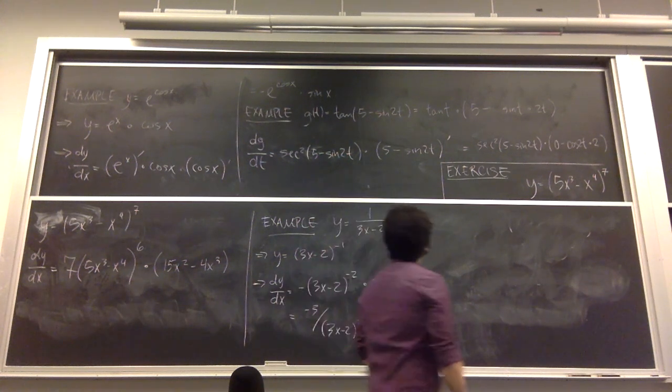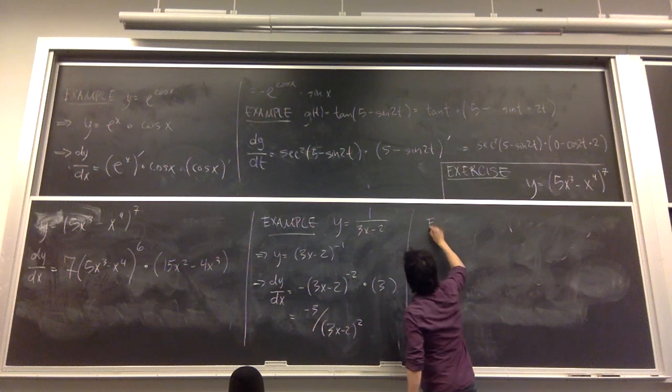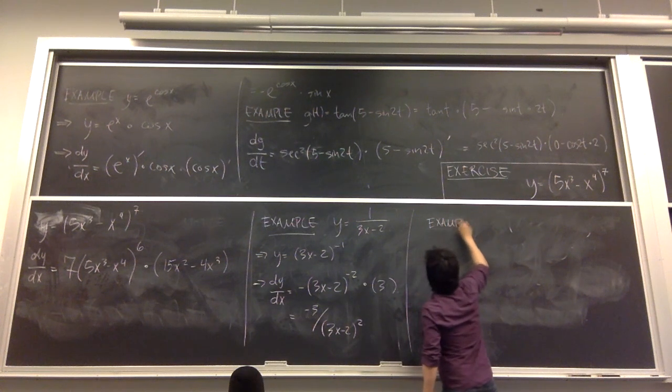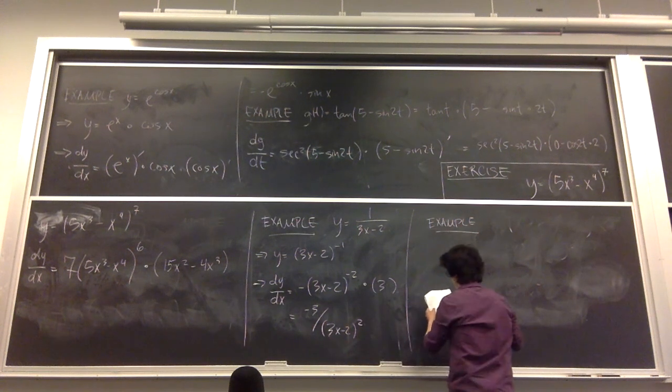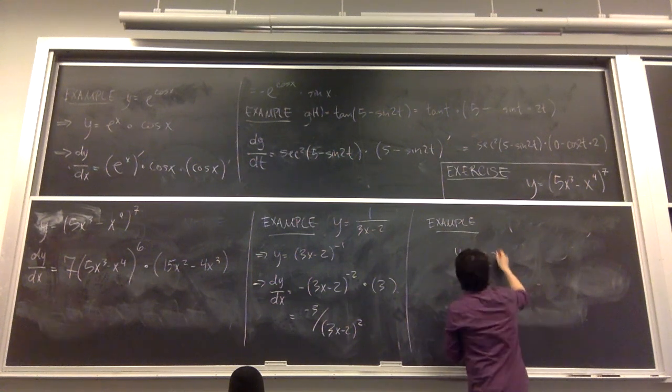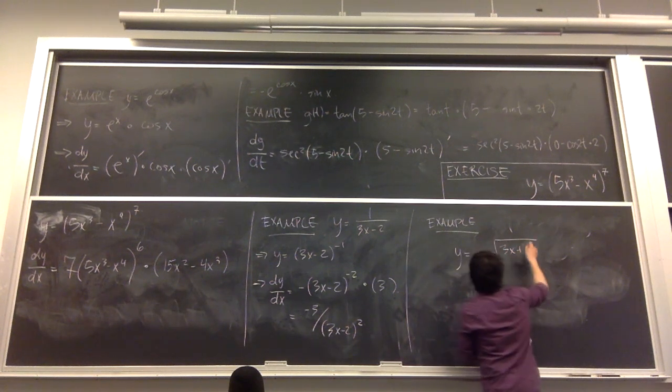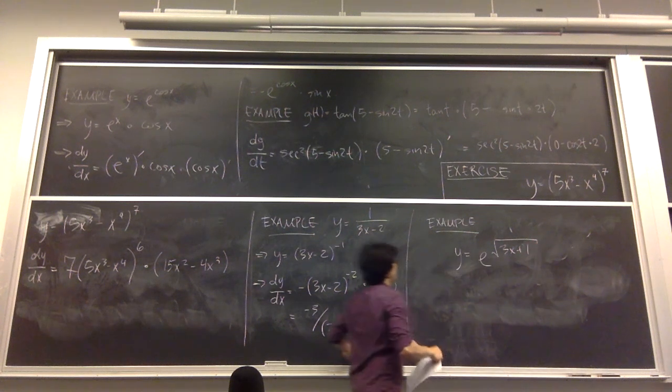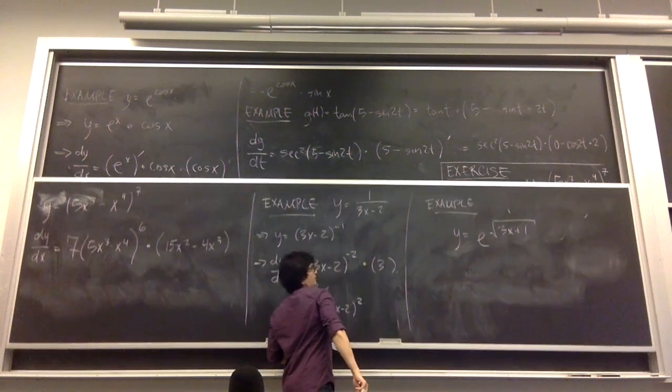What about this? y is equal to e to the power of the square root of 3x plus 1. Start working while I wipe the board.